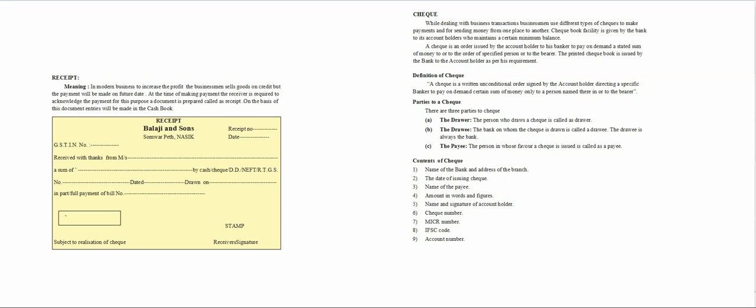₹4,999, that is, more than ₹5,000. Signature, okay. Signature of receiver, subject to realization of check, etc. Okay. And the next one is a check.